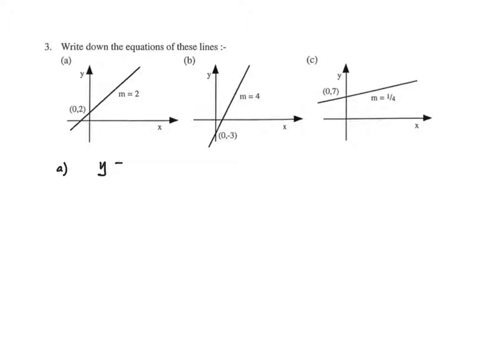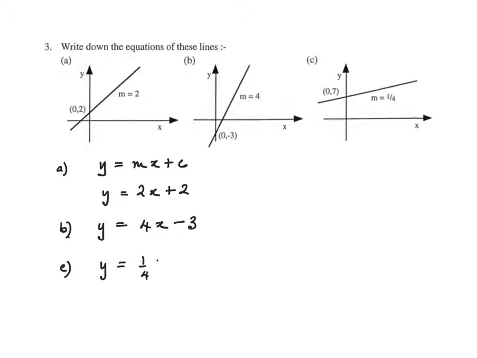The standard form for the equation of a straight line is y equals mx plus c. We are given the gradient, it's 2. We're also given the y-intercept, that's 2. So the equation is y equals 2x plus 2. In question B, same idea, y equals 4x plus minus 3, which we'll just write as minus 3. And in part C, y equals 1/4 x plus 7.